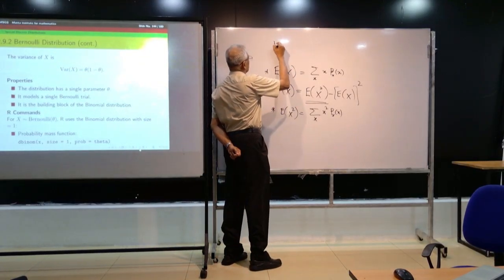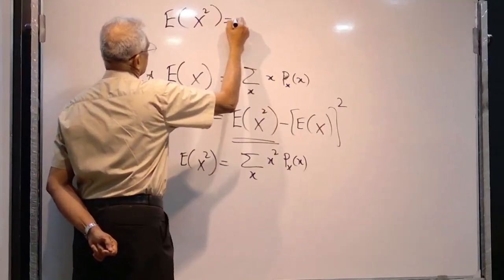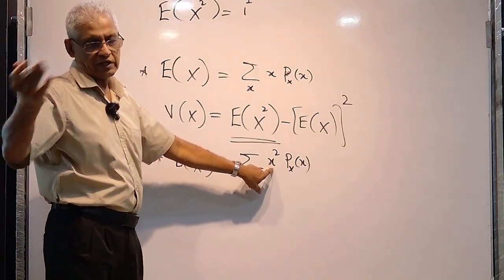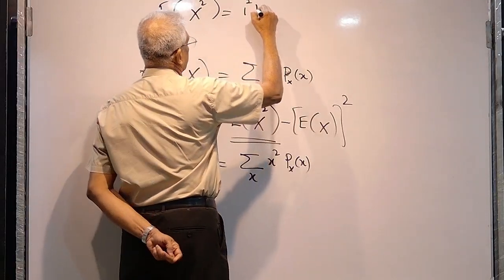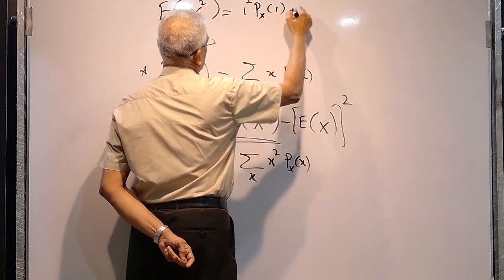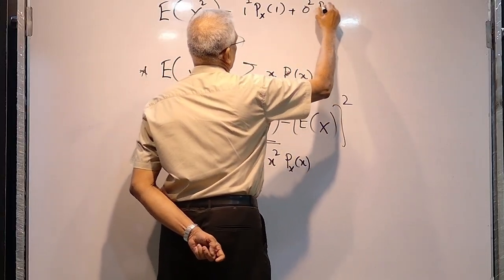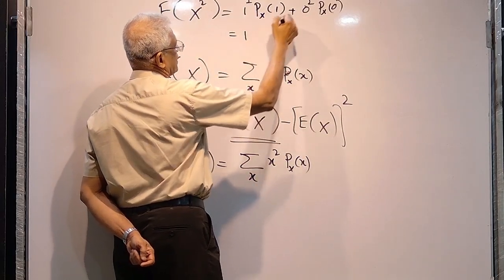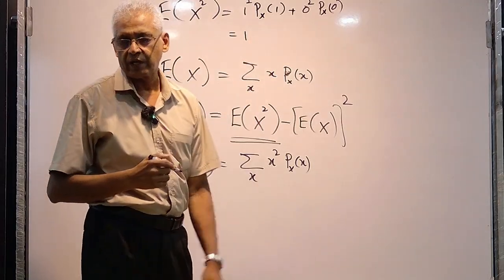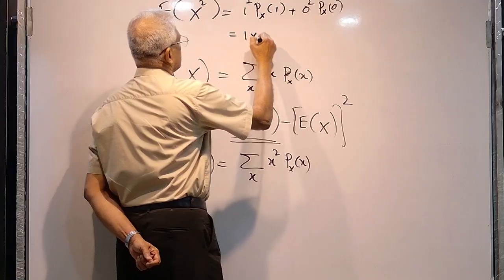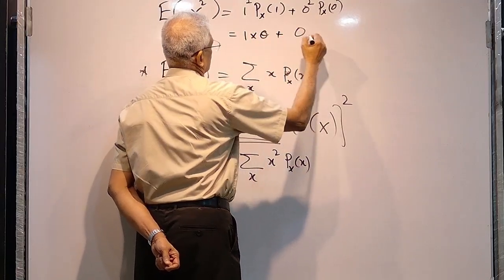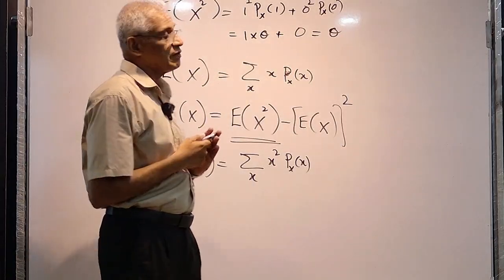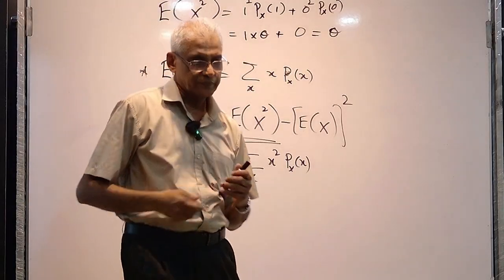Expected value of X squared will be 1 squared times P(X=1), plus 0 squared times P(X=0). So this is 1 times P(X=1), which is the same as the probability that capital X equals 1. So that is theta plus 0, which is again theta. Expected value of X squared is also theta.